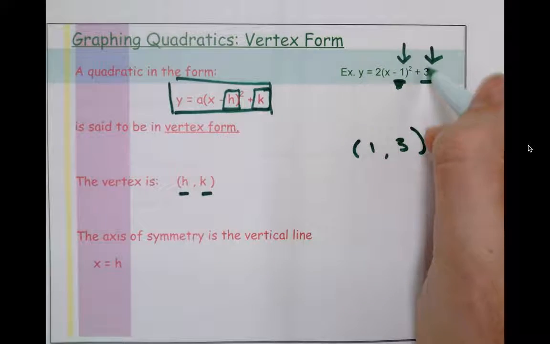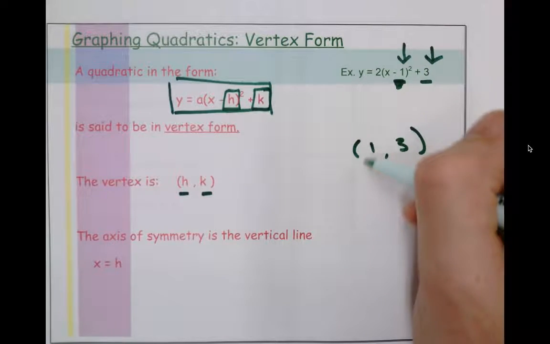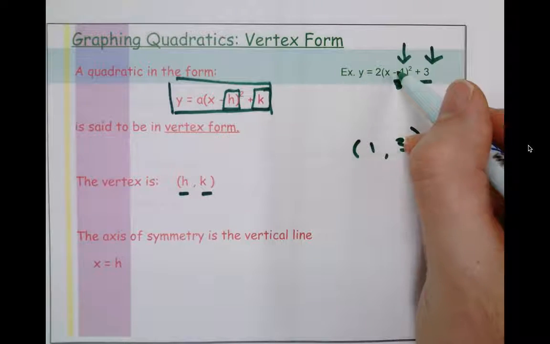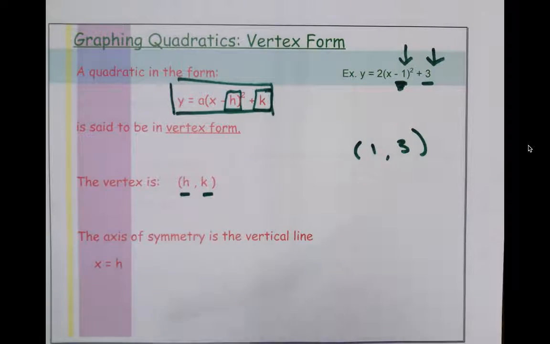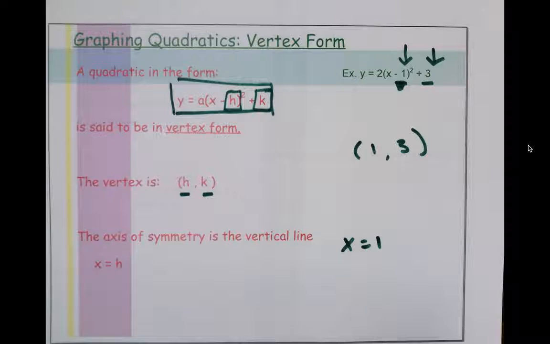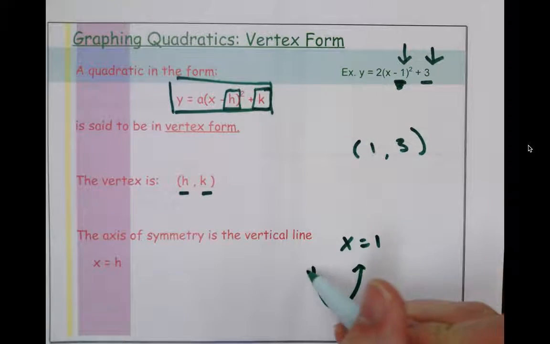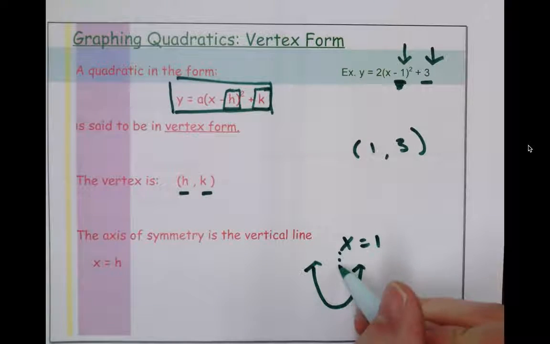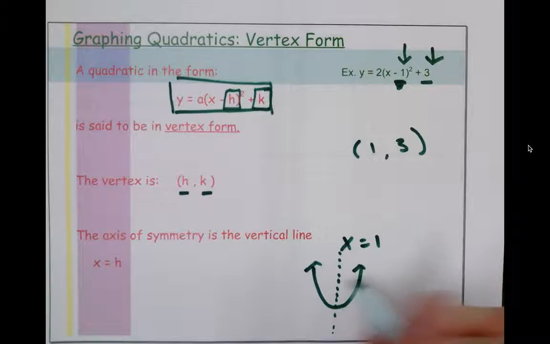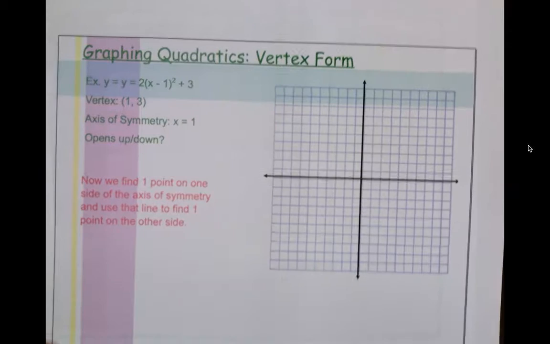So this value stays the same for the y-coordinate. Whatever's on the inside here, x minus something, will be a positive number. If it were x plus 1, this would be negative 1. And our axis of symmetry is the vertical line x equals h, which in this case would be x equals 1. That means there's symmetry across that line. Our parabola is this shaped, and the axis of symmetry is the line where I have symmetry across that parabola. We'll take a look at a few examples to make a little more sense of this.